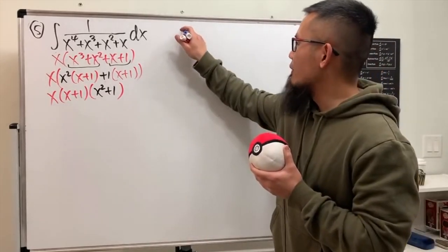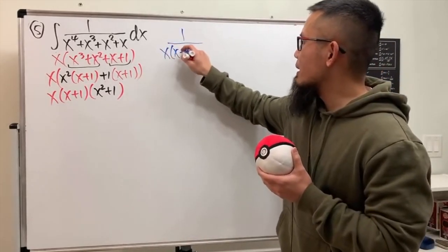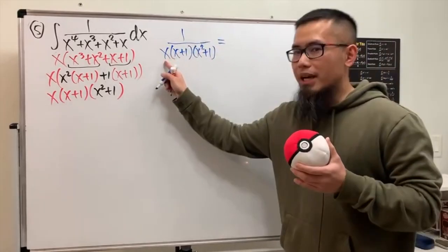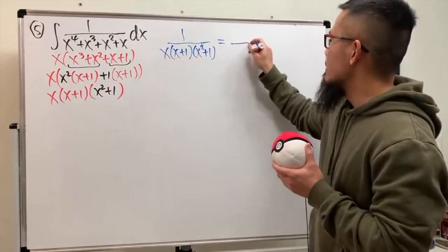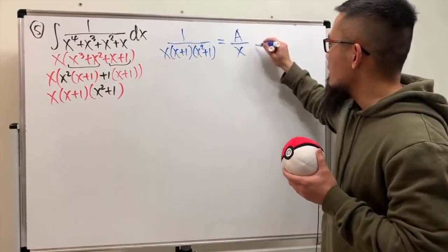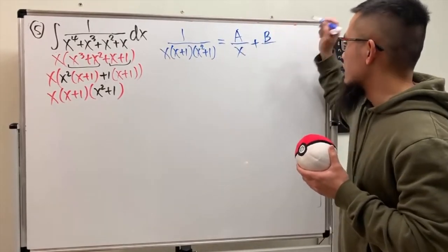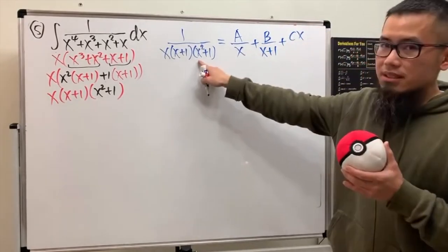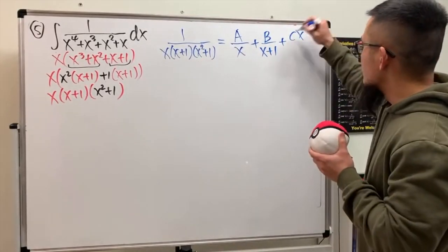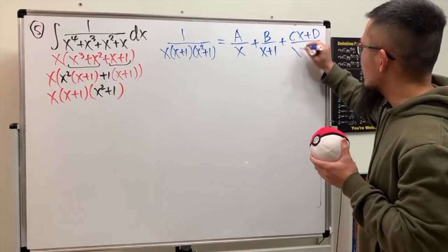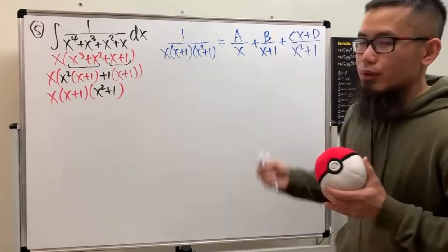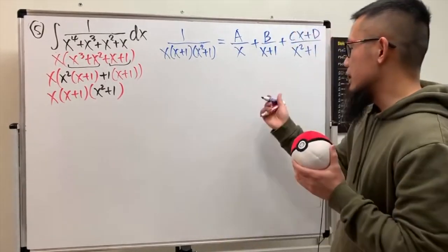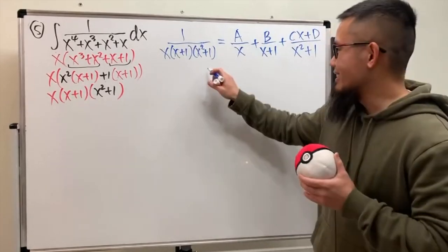Ladies and gentlemen, here we have 1 over x times x plus 1 times x squared plus 1. All right, the first one is just x on the bottom. So we have some numbers, so let's put down A. Next, we have some constant over x plus 1. And lastly, we have a linear term because this is an irreducible quadratic. So Cx plus D over x squared plus 1. Now, good news. Yes, A and B can be done with the cover-up method. So let's go ahead and do that. So that's good news anyway.